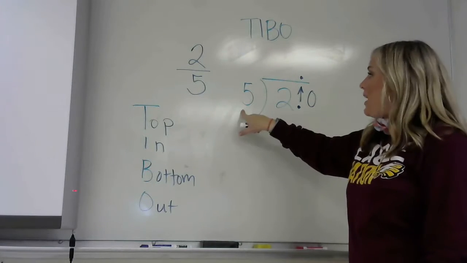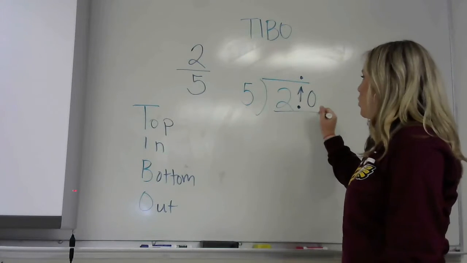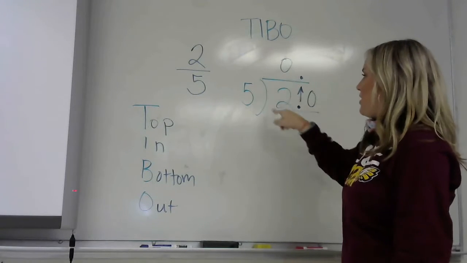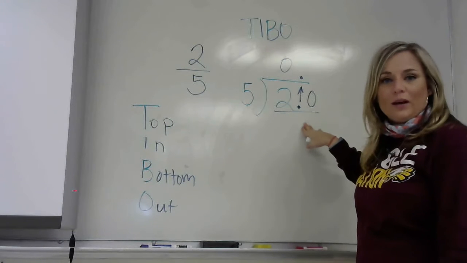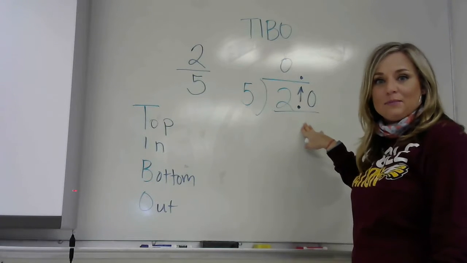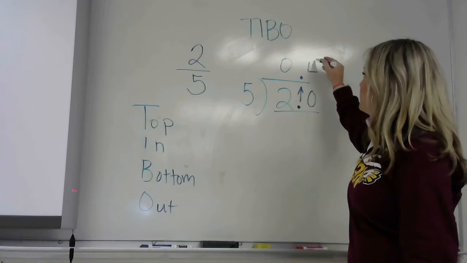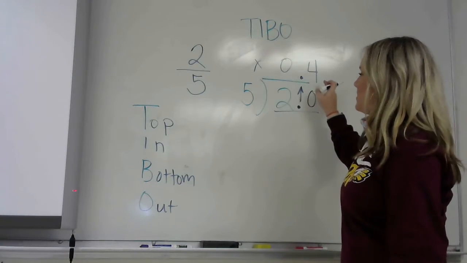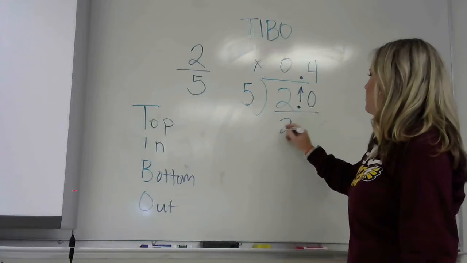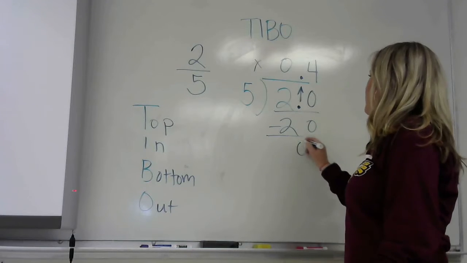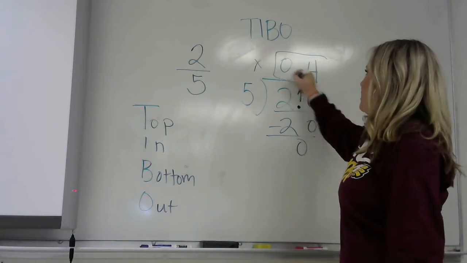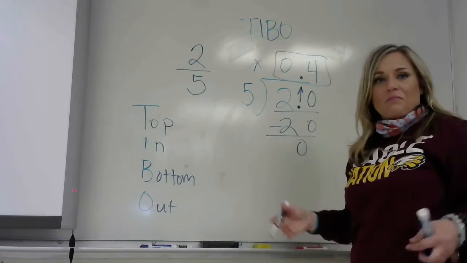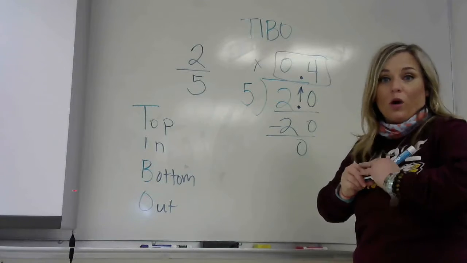Now, can 5 fit into 20? Because 5 can't go into 2, but can 5 go into 20? Yes. How many times? 4 times. Ignore the decimal, but 4 times 5 is 20, right? So now we have it right here: 4/10 or 0.4. I'm not very picky.